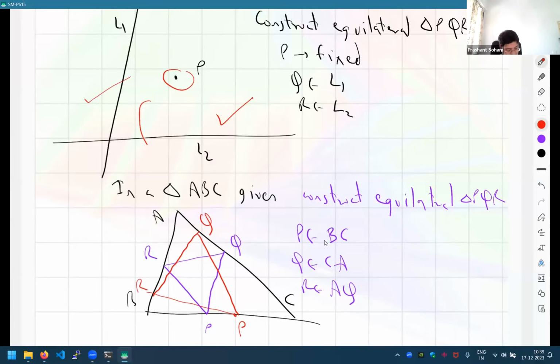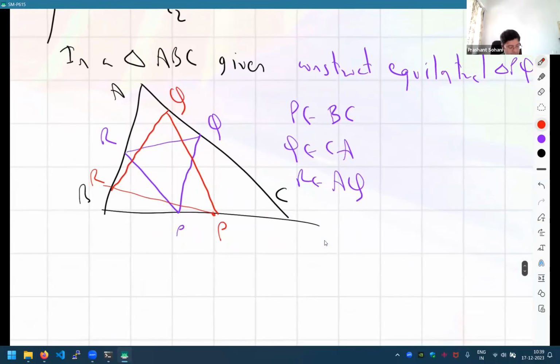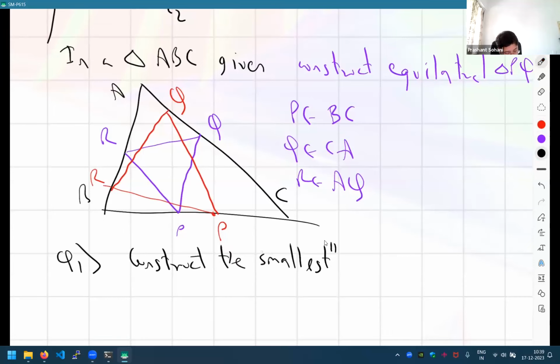Okay, but I can ask two, three different questions here. Like first question I can ask is construct the smallest equilateral triangle which has the above property. So out of all these infinite possibilities, which equilateral triangle will be the smallest in size? So smallest means the length is as small as possible, length of one side.